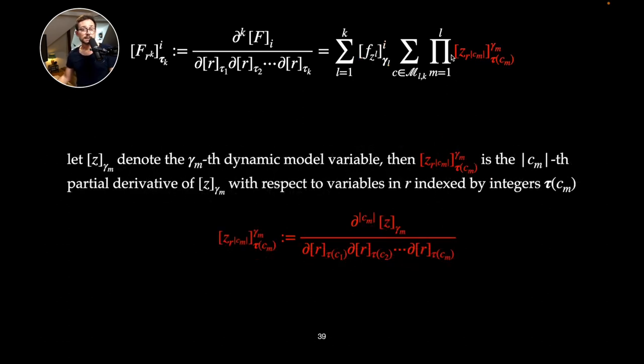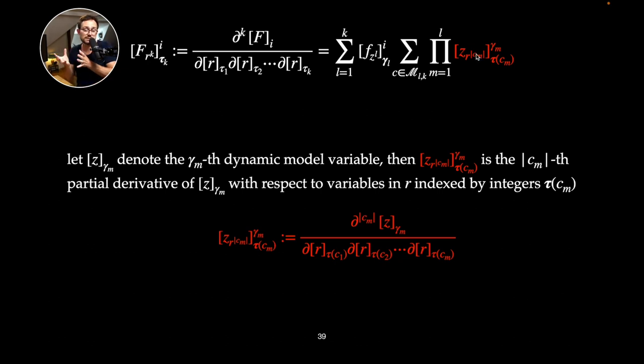Similarly, the last term right here, I'm having z, z is the vector of my dynamic variables. I'm taking the partial derivatives with respect to r, to which order? The order is determined by this cardinality of cm. So we will talk about cm in a bit. So this is just a number, to the second, to the third, whatever. And then we saw that I can also re-express the dynamic variables in terms of the r vector, which contained x, u, u plus, and sigma.